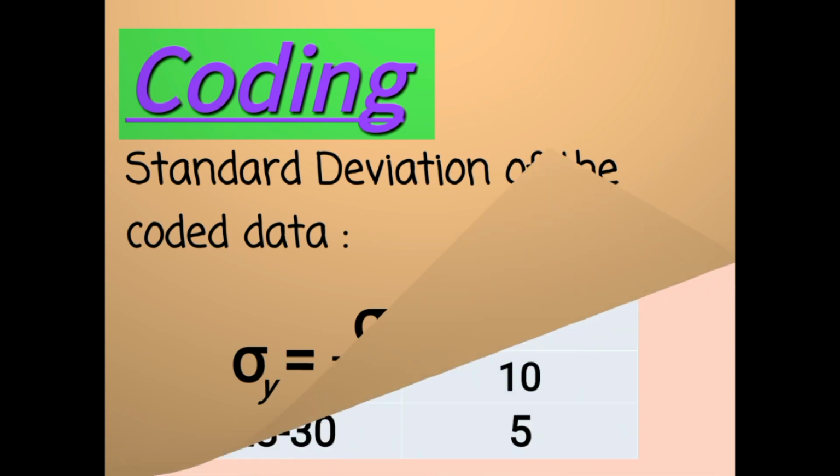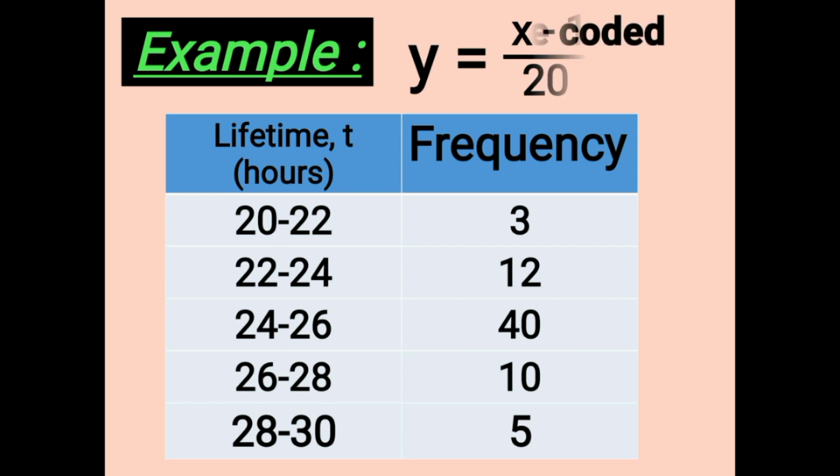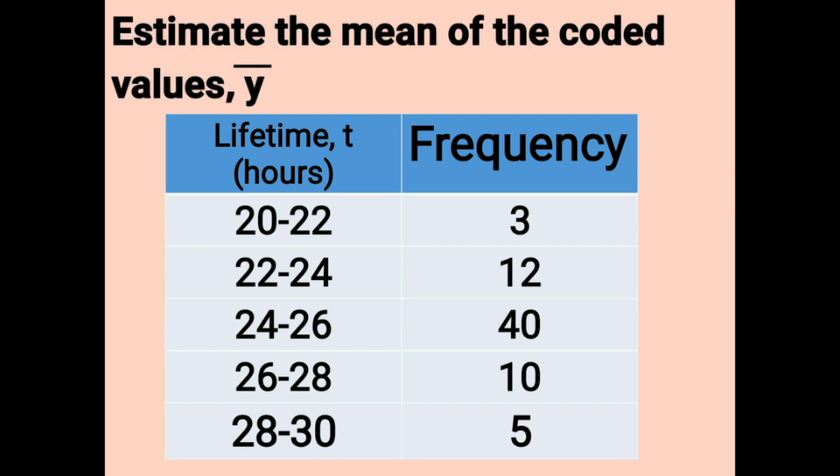Now, let's take a look at this example. The lifetime t in hours of 70 light bulbs is shown in the following frequency table. Now, the data is coded using y equals (x minus 1) over 20. Estimate the mean of the coded values, which is y bar.